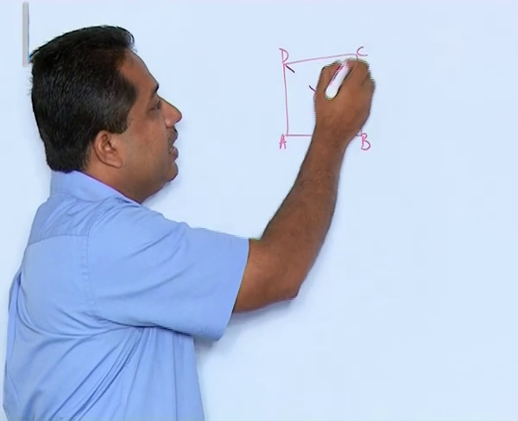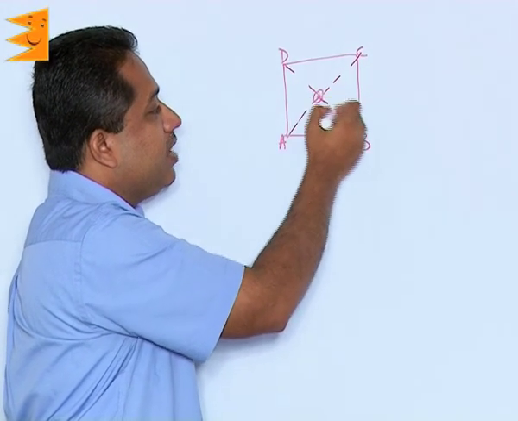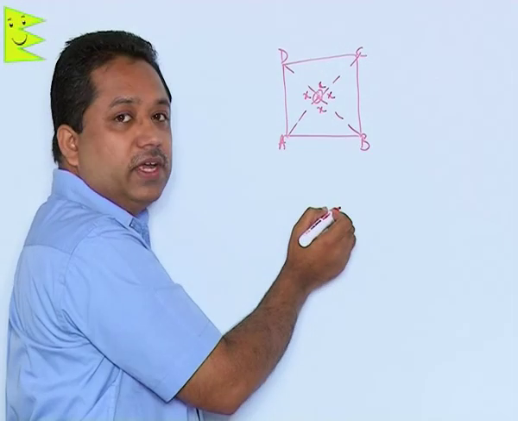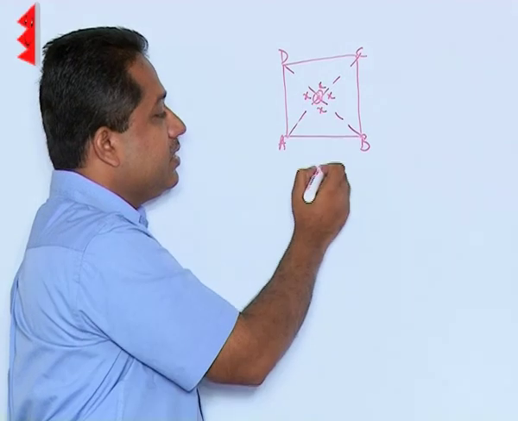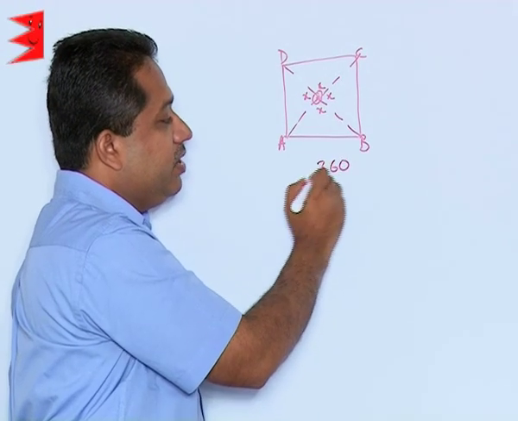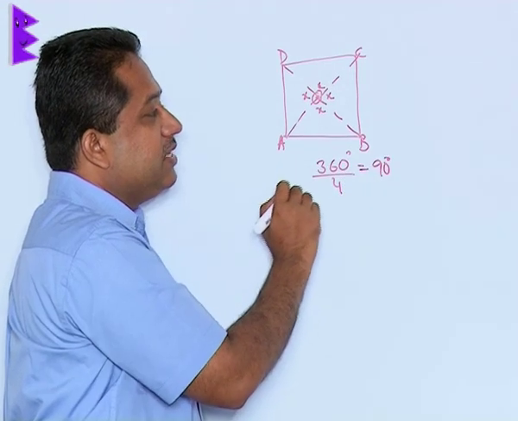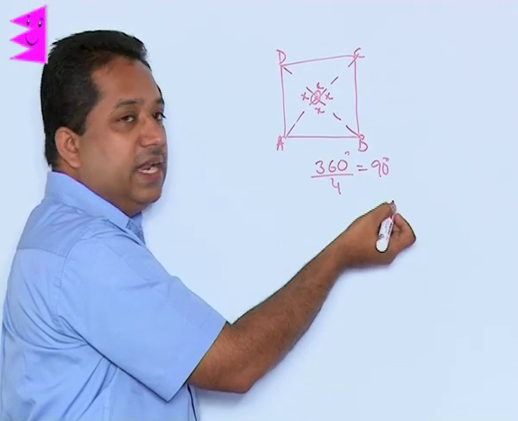Now each angle, that is the central angle of a square, can be found out. They are going to be equal here because a square is a regular figure. So the total angle at the center is 360 degrees. So I am going to divide 360 by 4. I am going to get 90 degrees. So which means that this figure can be rotated by 90 degrees.